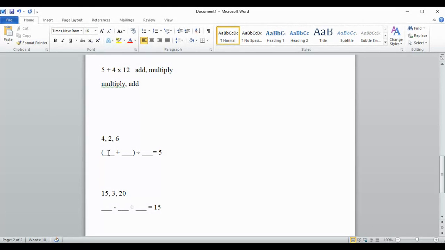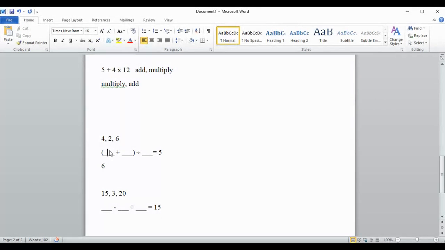So I just like to start. I'm going to put my 4 there. I'm going to put the 2 there. And I'm going to put the 6 here and see if I'm right. So we know according to order of operations, we have to do this part because it's in parentheses. So we would get 6. And then we would have 6 divided by 6. So is 6 divided by 6 going to give us an answer of 5? No, that would give us an answer of 1. So we know that in the current order, 4, 2, 6, that's not correct.